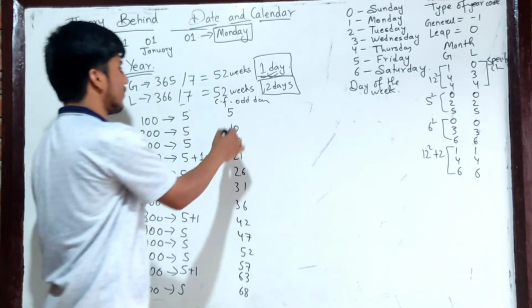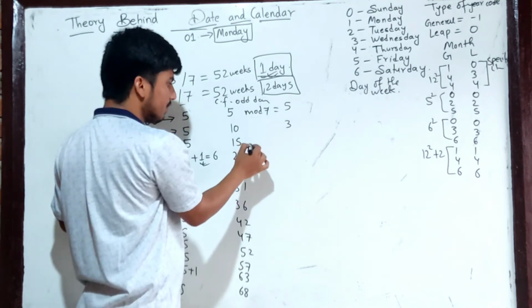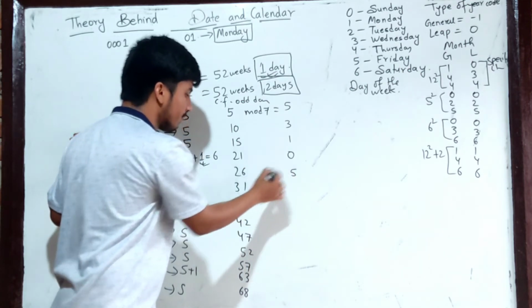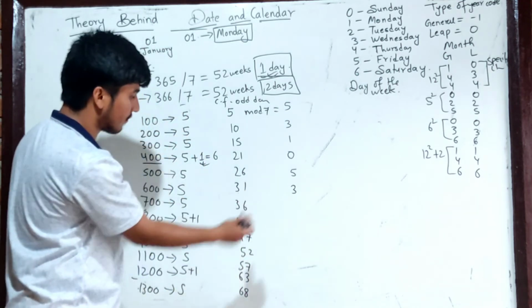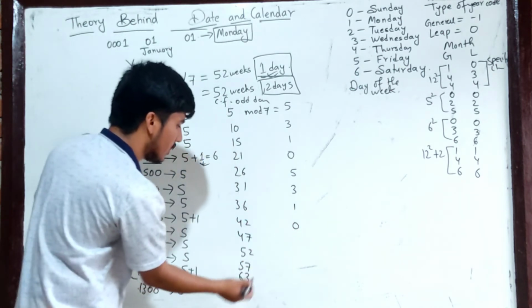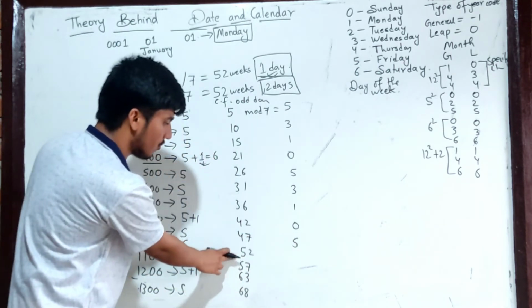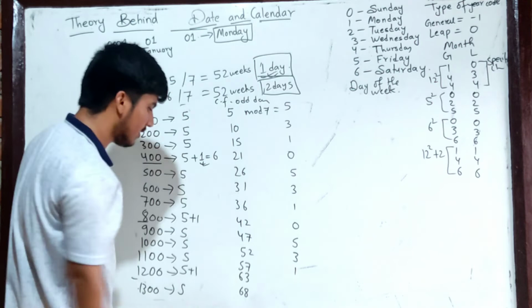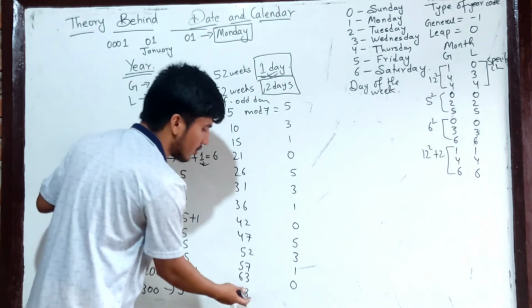Now let's calculate mod 7, right? Mod 7 of 5 is 5, then 3, 1, 0. 7 times 3 is 21, so 5. 7 times 4 is 28, so 3. 7 times 5 is 35, and 1. 7 times 6 is 42, so 0. 7 times 6 is 42, plus 5 is 47. 7 times 7 is 49, so 3. 7 times 8 is 56, plus 1. 7 times 9 is 63, so 0, plus 5.